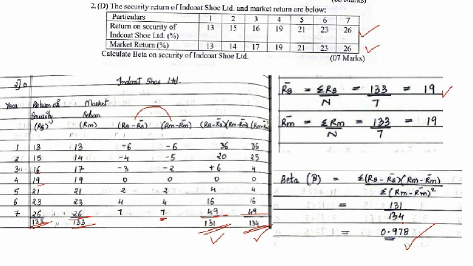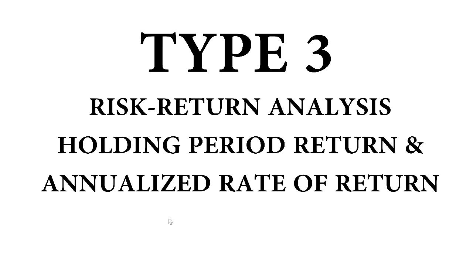So with this we have completed the topic based on beta and covariance. This is another way how you can solve the sum. Now let us jump ahead and go towards type 3. Type 3 is again based on risk return analysis. Under that we need to calculate the holding period return and the annualized rate of return. Let us see how to solve the sum based on holding period return.